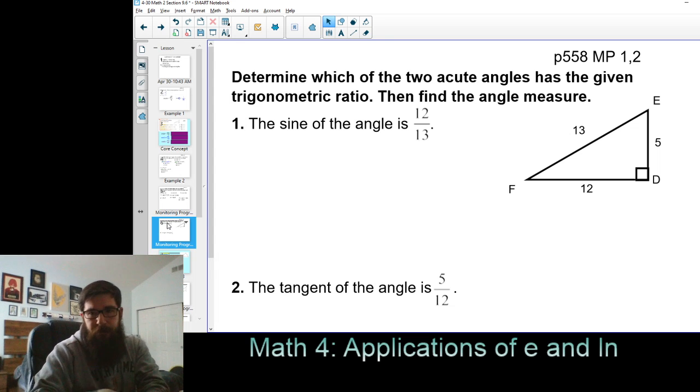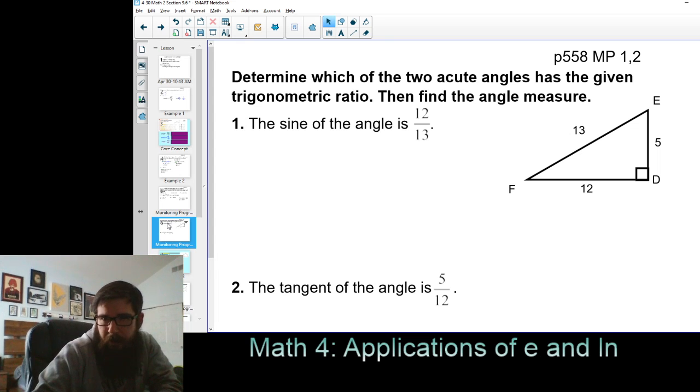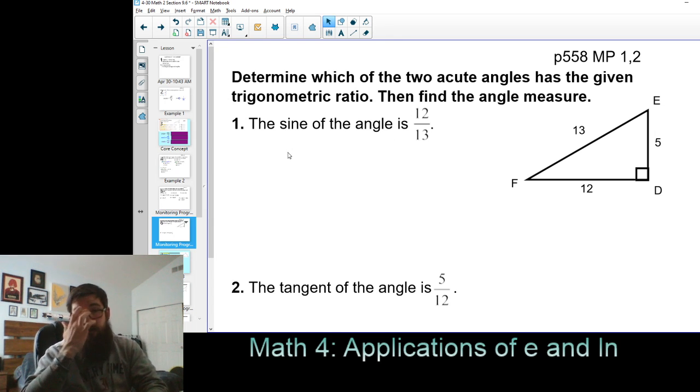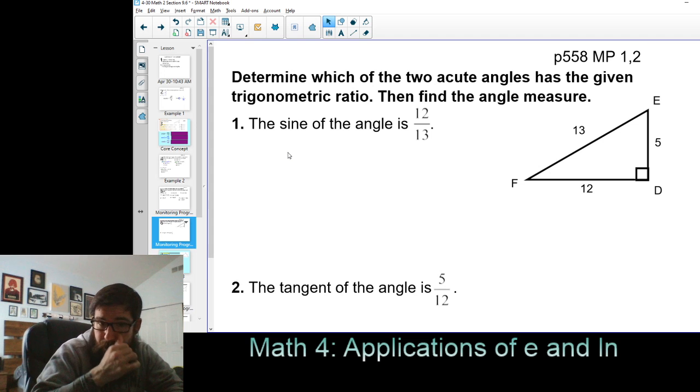We're going to go a little bit further with this. This is page 558, monitoring progress number 1 and 2. We've got this triangle, DEF, and I want to first answer which angle has the correct ratio. For number 1, the sine of the angle is 12 over 13. Then I want to find the angle measure.